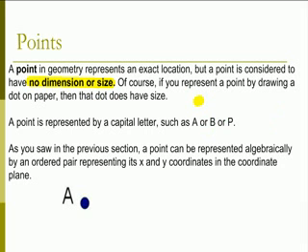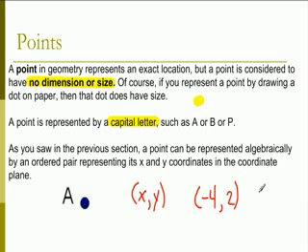A point is represented by capital letters, and so that's important. All points will be identified as a capital letter. A, B, C, P, any capital letter in the alphabet can be used to represent a point. As you saw in the previous section, a point can be represented algebraically as well by an ordered pair. And so a point can be an XY point, remember X, Y. A point could be -4, 2. And we would say point A is -4, 2.